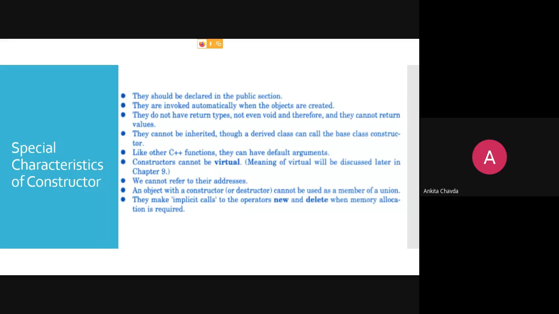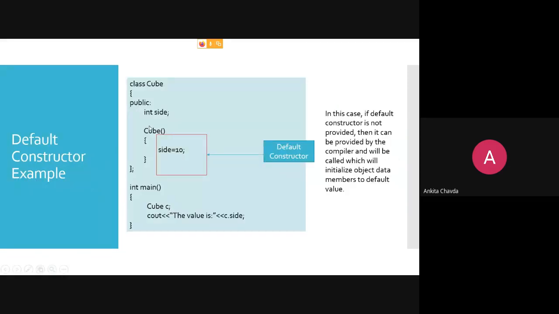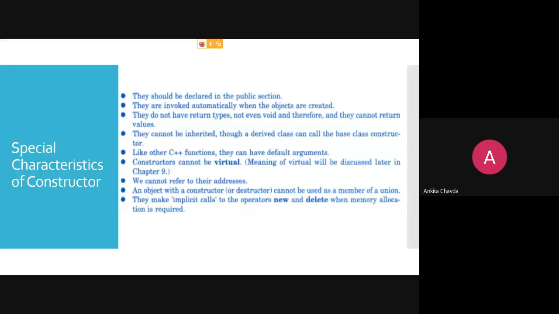So that is what I said, whenever you are creating your object cube C, at that time only this will be called. And whenever you print your side value, it is already 10, which was assigned at the time of your object creation. So they are invoked automatically when the objects are created. They do not have return types, not even void. They don't have any return type. Therefore, they cannot return values, of course.